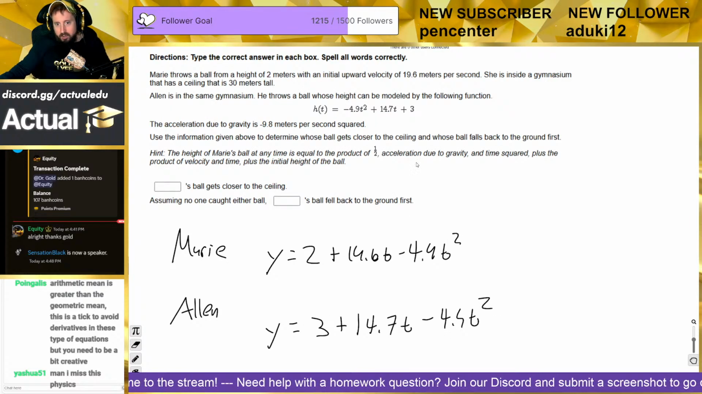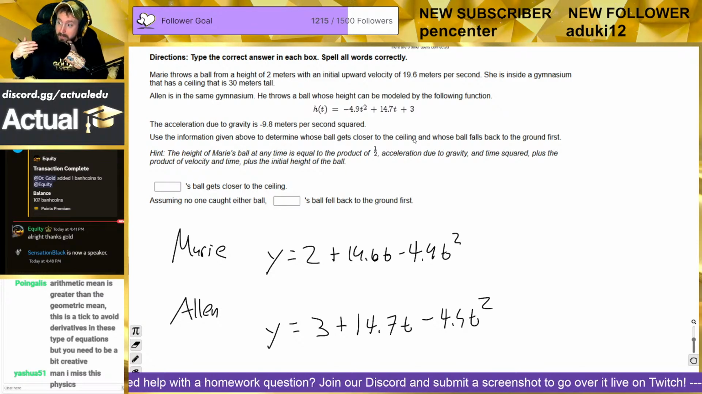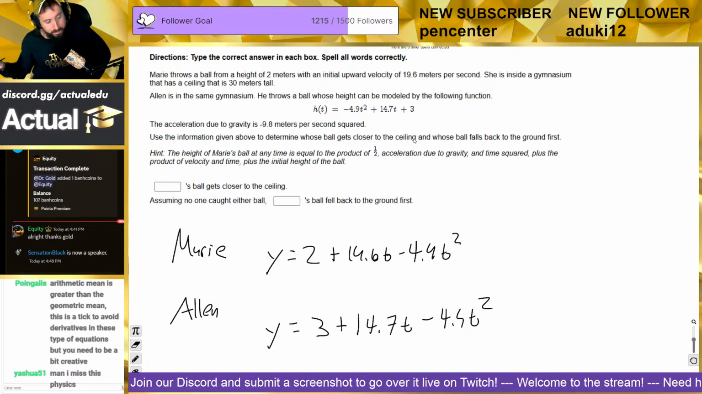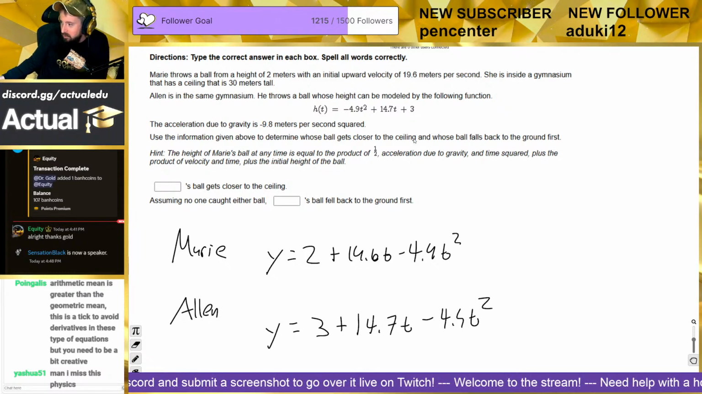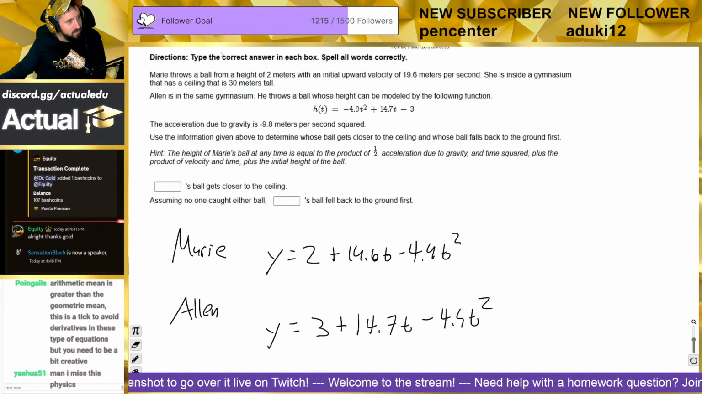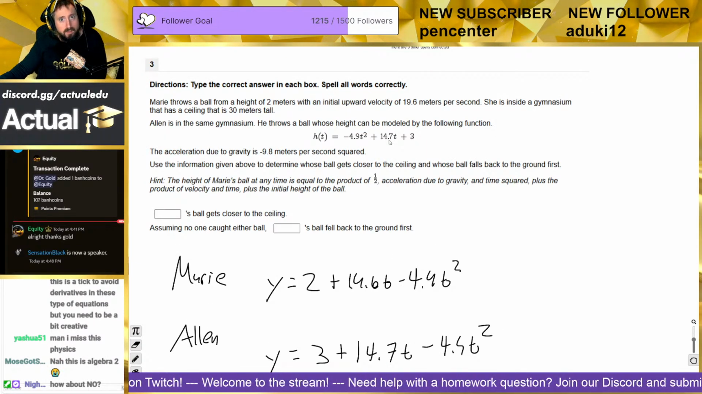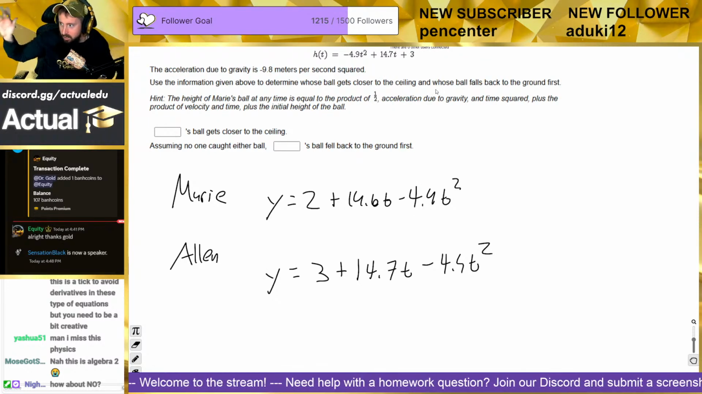Yeah, here's a question. Is this a physics question or is this a calculus question? Or is this like a pre-calc question? What equations am I allowed to use in this? Mosey. This is algebra 2. Okay, cool. So I'm not going to use physics then.